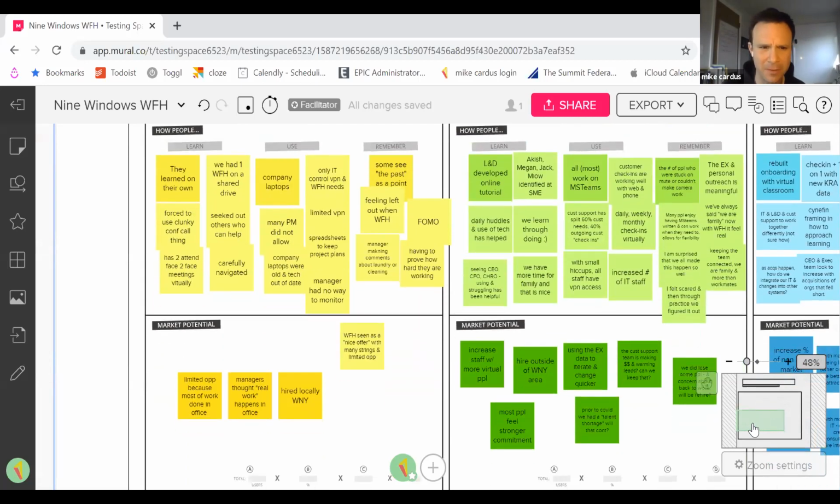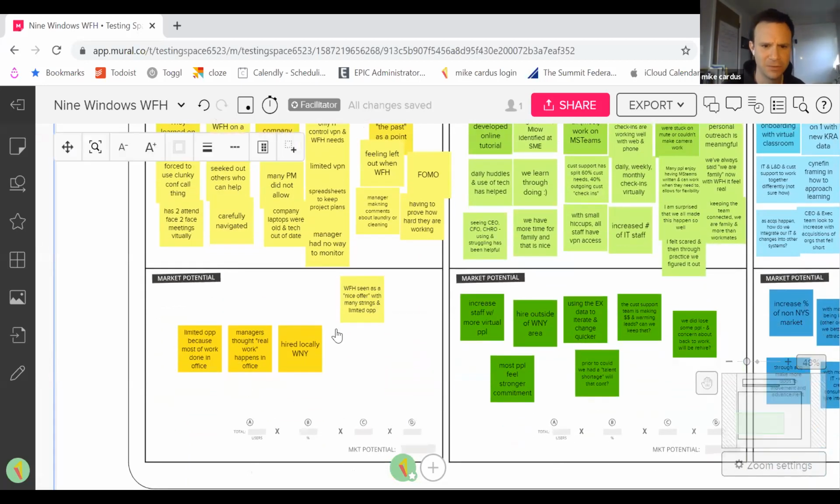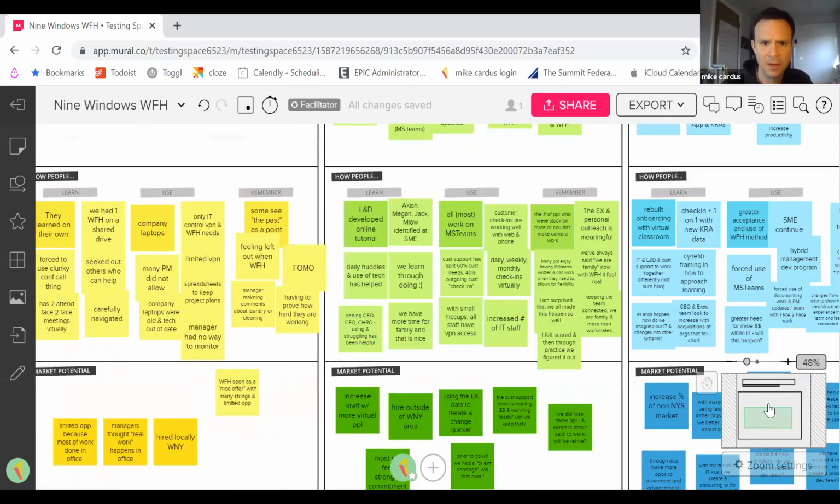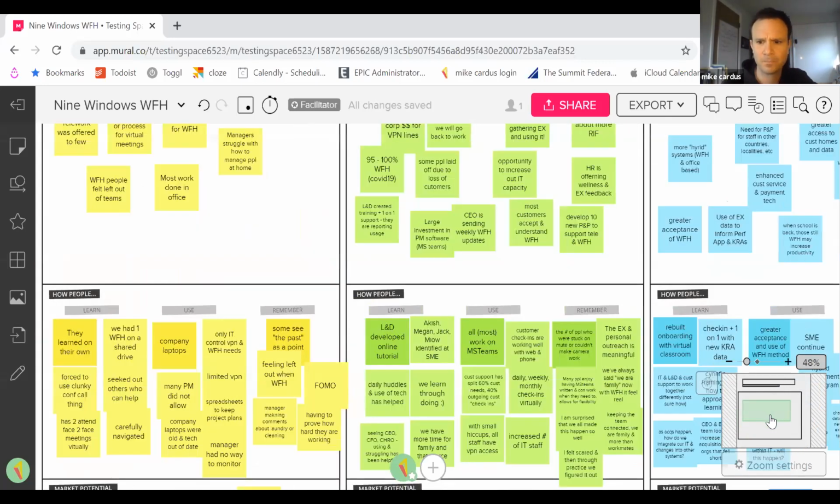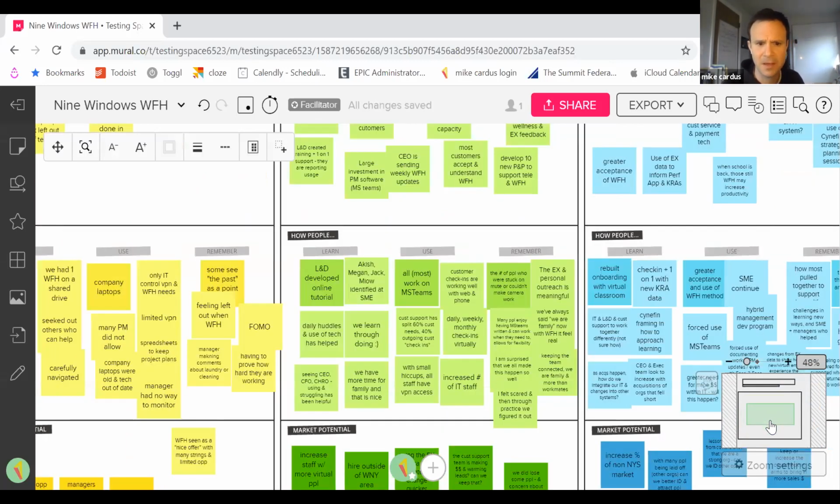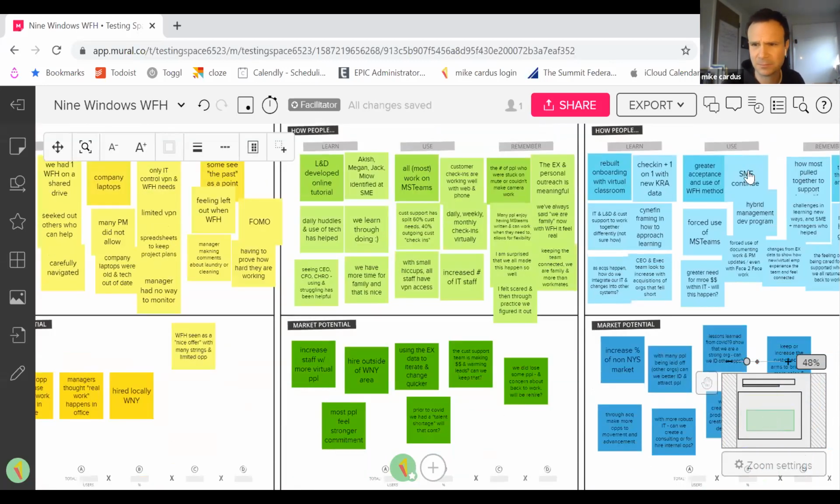Then at the bottom, we created market potential. As opposed to the subsystem, we identified what market potential was there and what market potential may exist as we move forward. And you'll see from the structure, we have the same thing. So then we had today, ecosystem, how people learned, used, and remembered the process. And then we have market potential. I'll show you a different view now to give you a closer look on this.